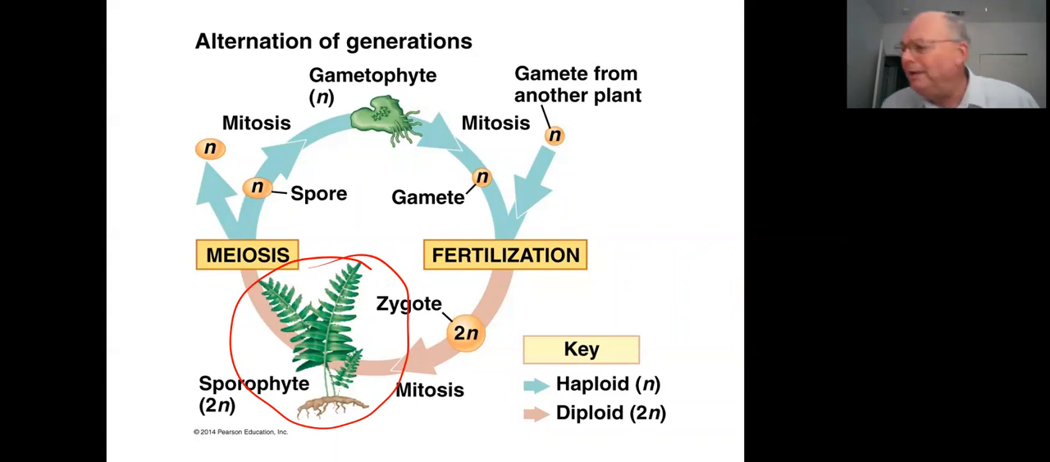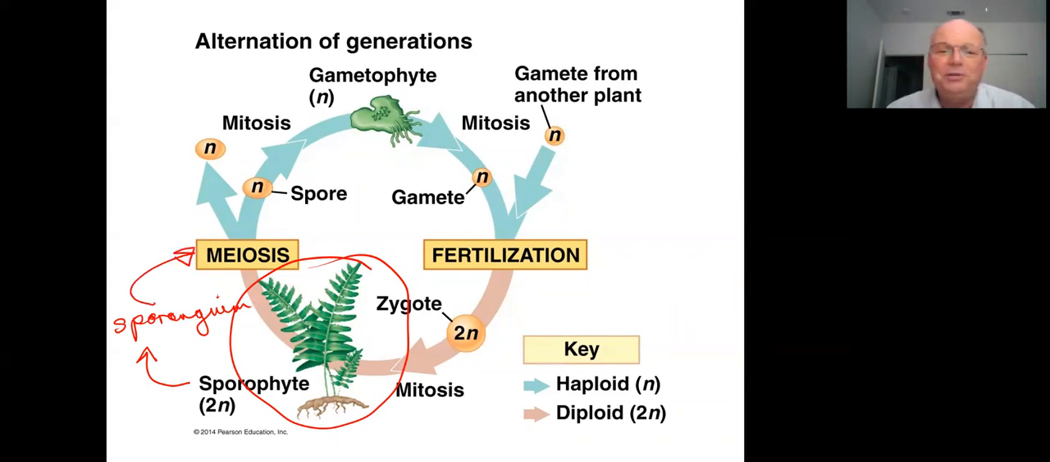So the sporophyte has a sporangium, which is where meiosis occurs to produce the spore. So somewhere in the sporophyte, you're going to find the sporangium. The sporangium is where meiosis occurs, and that gives rise to the spores. The spores then germinate to produce the gametophyte.